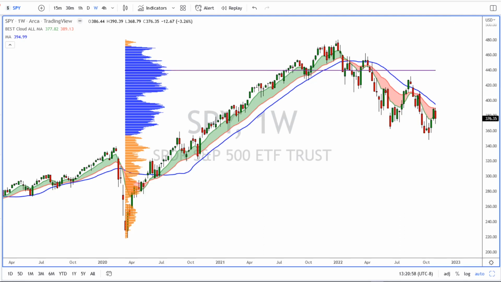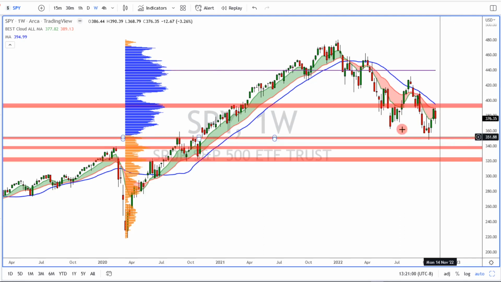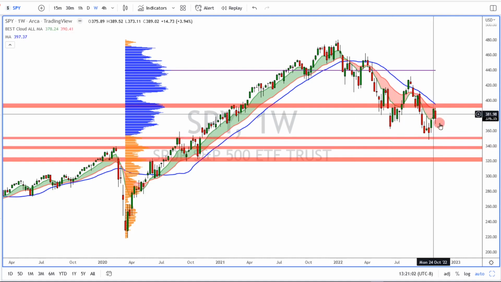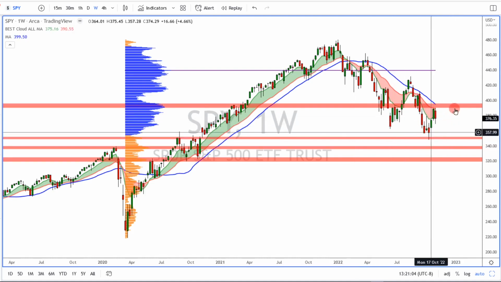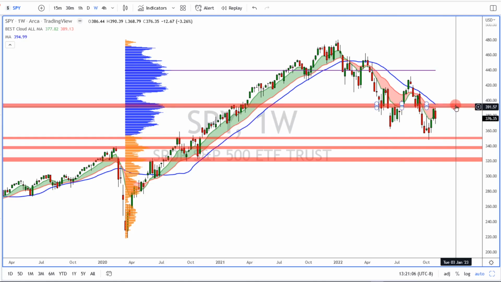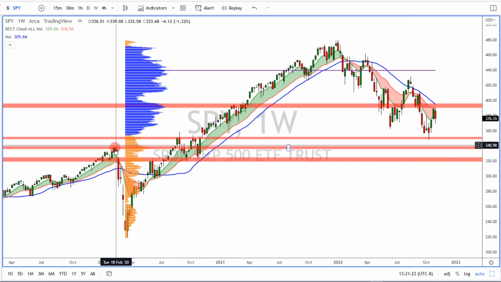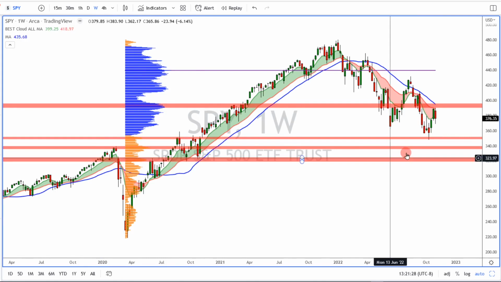In addition to that, I also have identified some of the high volume zones in proximity of the current price. And you can see we do have a little bit of resistance from the high volume zone up here near this 396 area, and also this pivot low somewhere around 390, 391. Then we also have the post-pandemic high level here, somewhere near the 340 area.